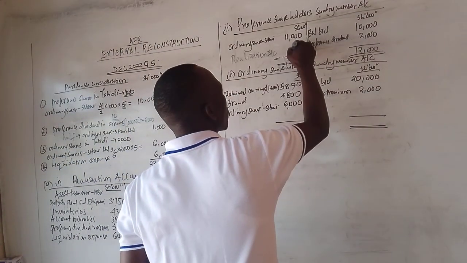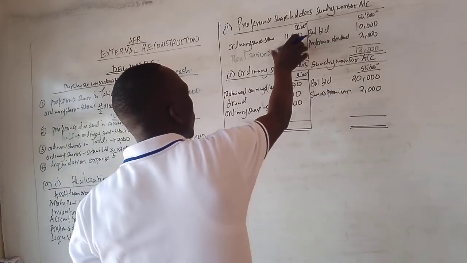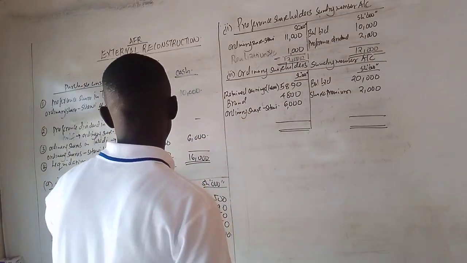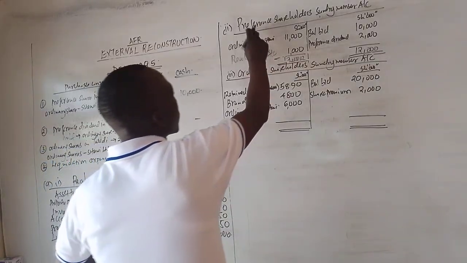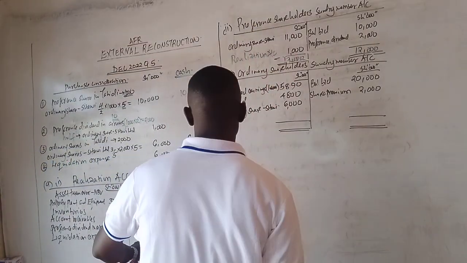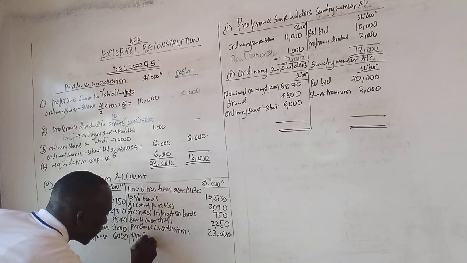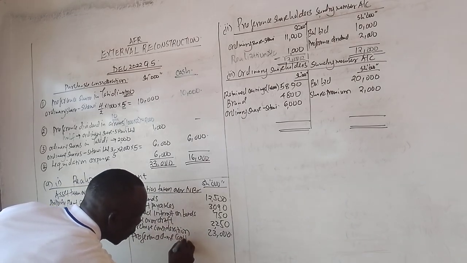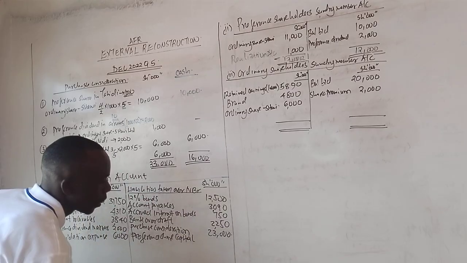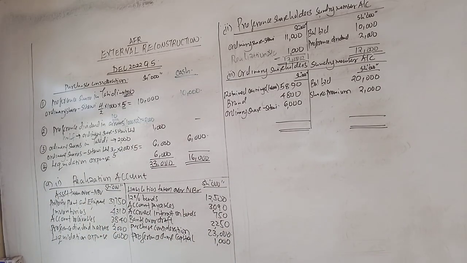The difference is 1,000. So it is on the debit side. When you bring it to the realization account, it should be on the credit side, and the title will be preference share capital. Preference share capital is 1,000.